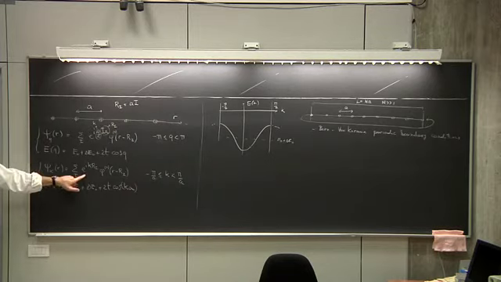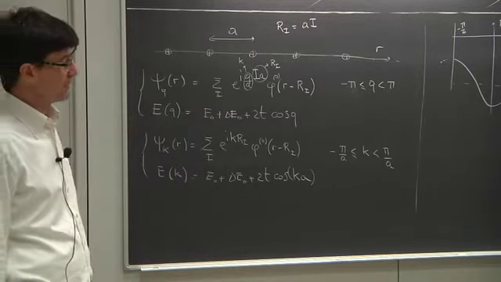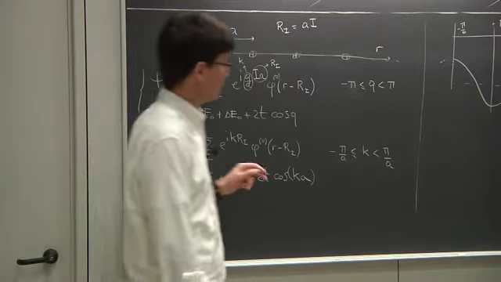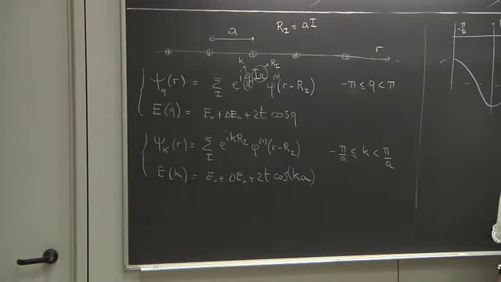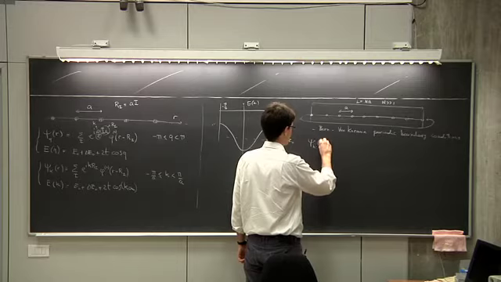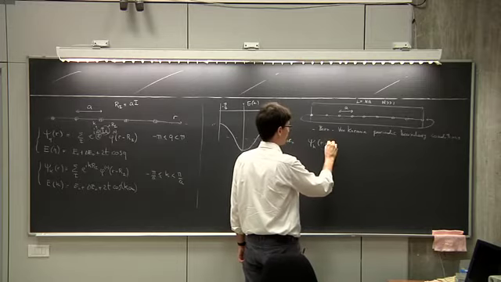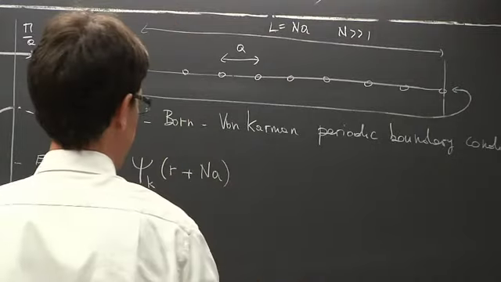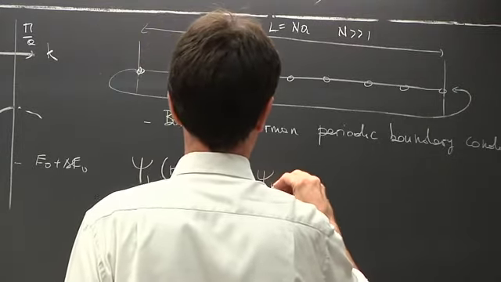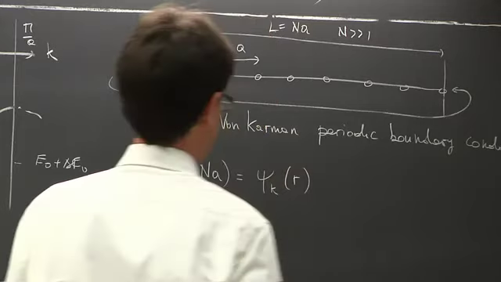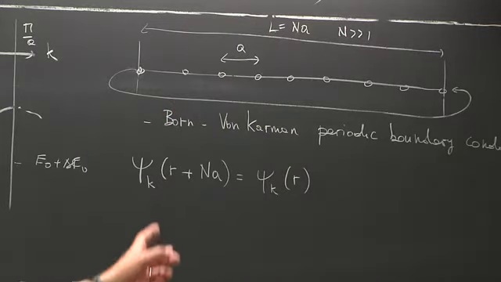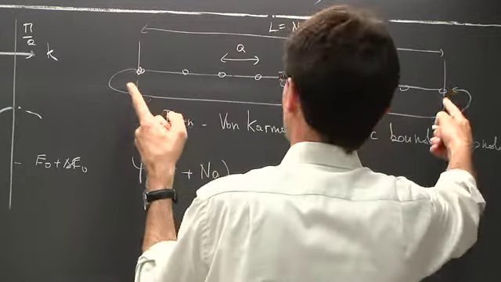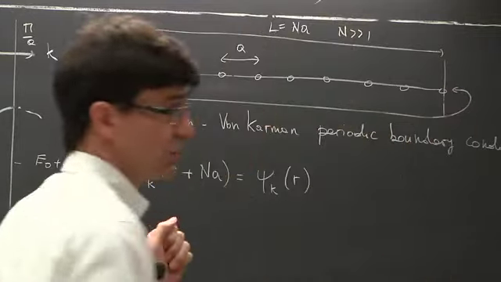So what happens if you apply these Born-von Karman periodic boundary conditions to our wave function? Well, if we apply these conditions, what we need to impose is that psi_k of r plus n times a is equal to psi_k of r. That's all we have to do, right? We have to say that our wave function, when we translate it by Na, which is the length of this segment, just goes back into itself.